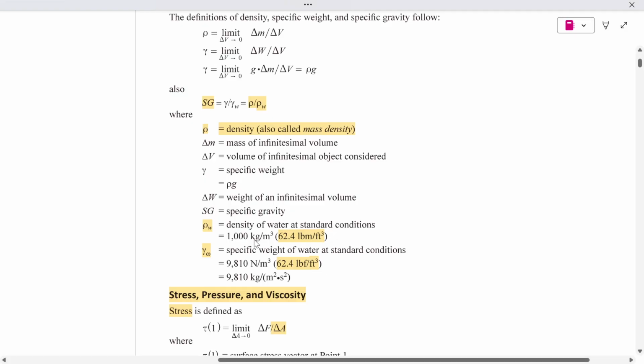In SI system, usually there is no confusion. In SI system, it's straightforward, but your FE will give you US standard units. Okay, that's why there is going to be some difference.